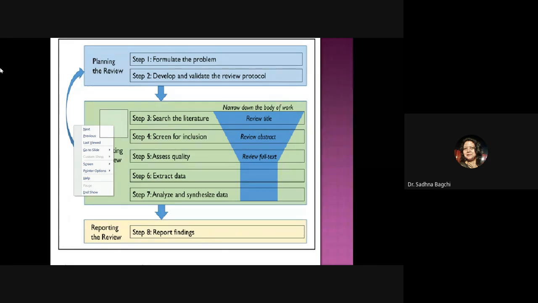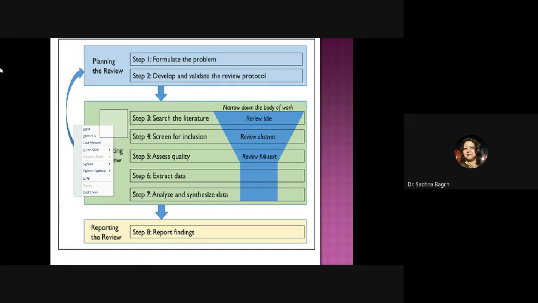The second step in planning is to develop and validate the review protocols. It means that when you formulate a research question, you develop how you are going to carry out the literature review to deal with this research question, and what your review protocol is, how you are going to review this research question. This completes the planning phase. Now we are going to see the second phase.